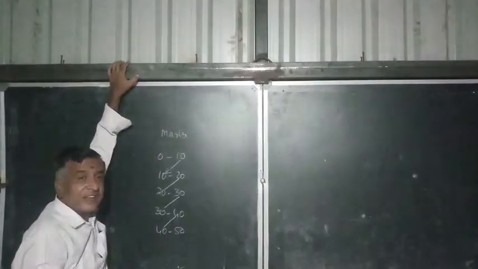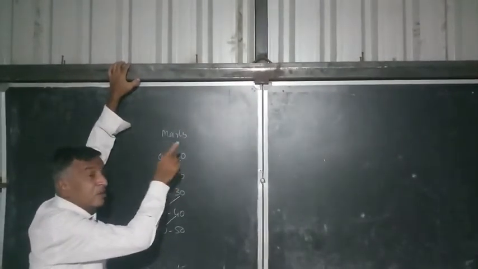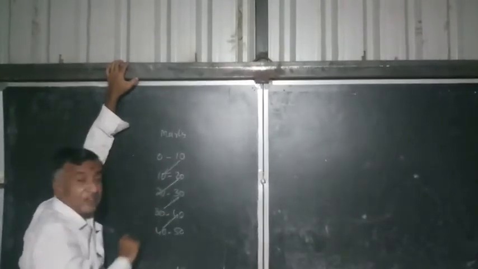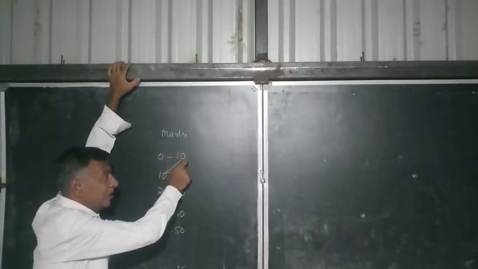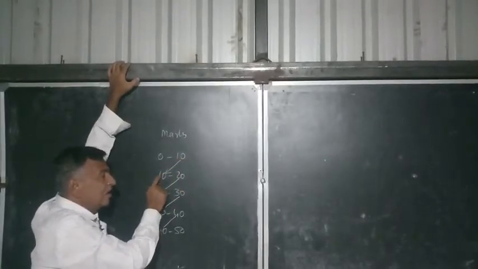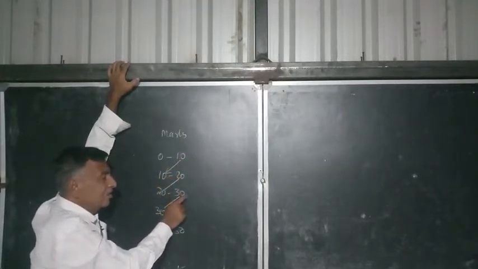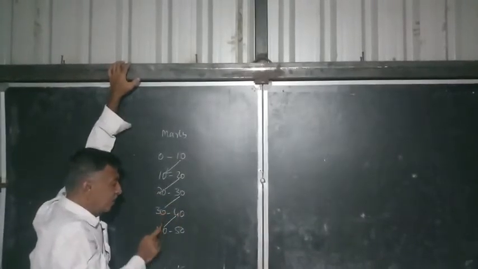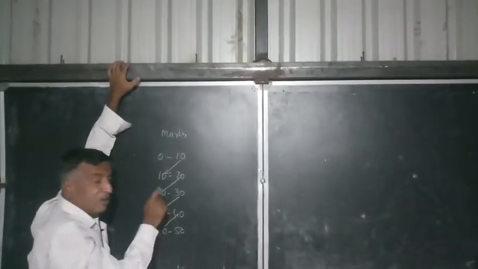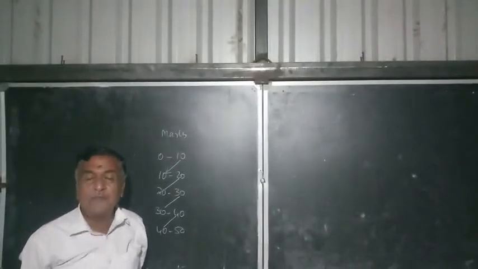In the exclusive series, the lower limit is included and the upper limit is excluded. We take it in the next class. Includes 0, excludes 10. Includes 10, excludes 20. Includes 20, excludes 30. Includes 30, excludes 40. Includes 40, excludes 50. So this is called the exclusive series. Can you follow? Did you understand?